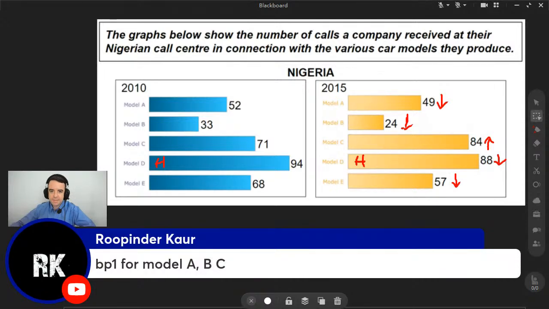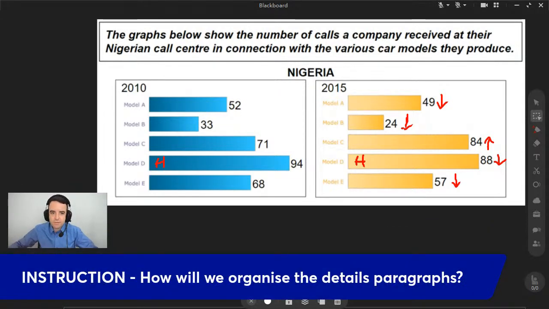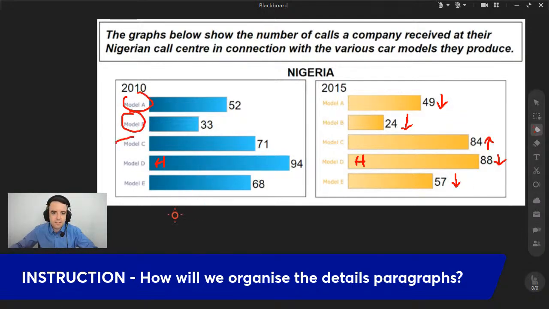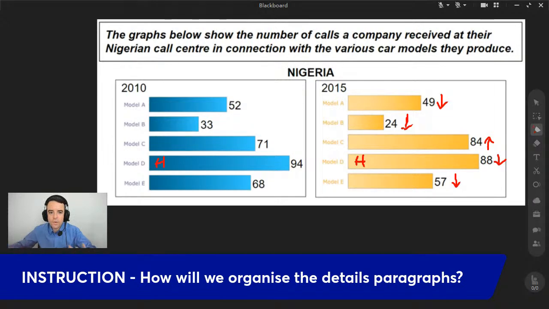Rupinder, body paragraph 1, ABC. Why? Why would you do that? You don't want to just go, and B is doing the same thing. When you're deciding how to organize your paragraphs, it's not going to be like this: do the first one first, do the second one second, do the third one third, do the fourth one fourth, do the fifth one fifth. You need to logically organize your data. So in what way are you analyzing the data that makes you think A, B, and C should go in the first one?